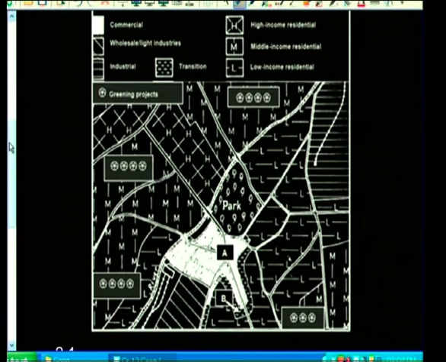It says, below is a sketch map showing the land use of a city. Once again, it has given us a whole lot of different labels. We have areas that are commercial, we have wholesale light industry areas, industrial areas, transition zones, high income, middle income, and low income residential areas. And we can see this map is quite complicated, so it is important for us to look at the key given on the particular map to help us with any answers that we may need.